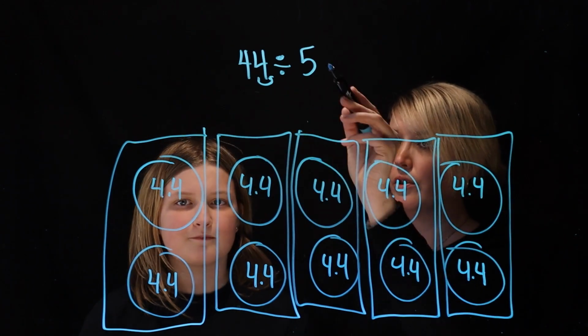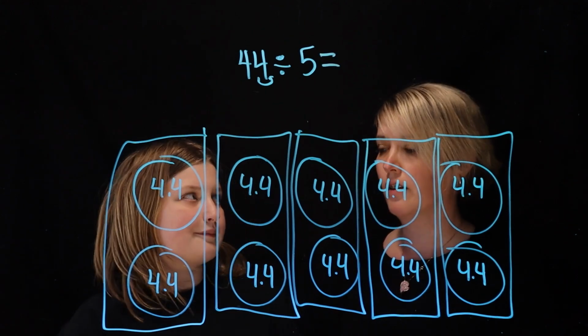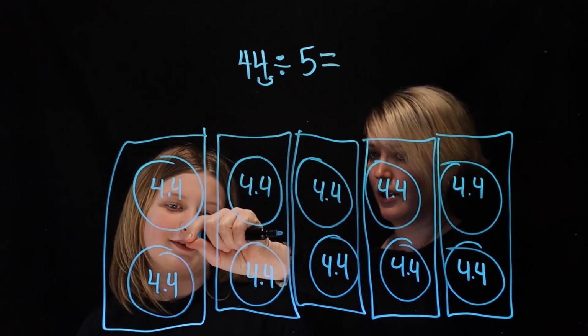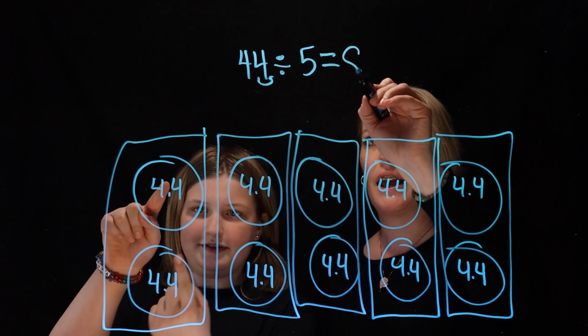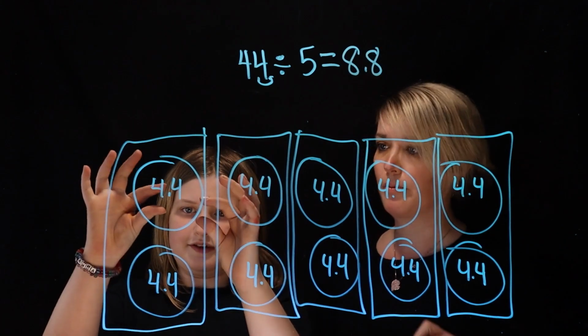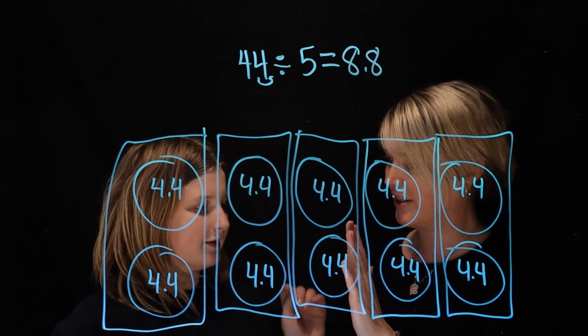Okay, so what's 44 divided by 5 then? 8.8. Because you add these two together, right? So there's 8.8. This is 8 and then 8 and then 8. Perfect. Great. Thank you.